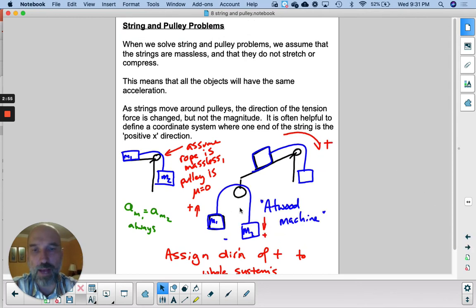You can have two masses hanging over a single pulley, and we call that an Atwood machine. Again, we would have a directionality to this. Positive direction would be up for this mass and down for that mass, or vice versa, but it's the direction of the system. Remember that.